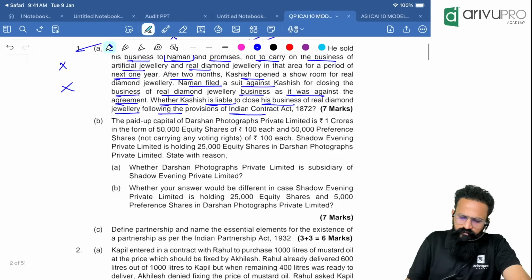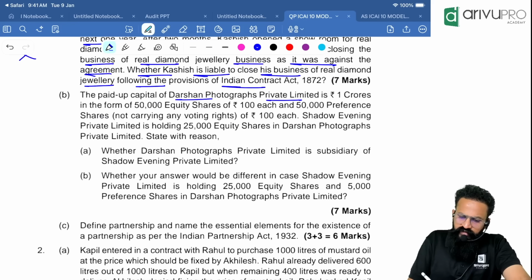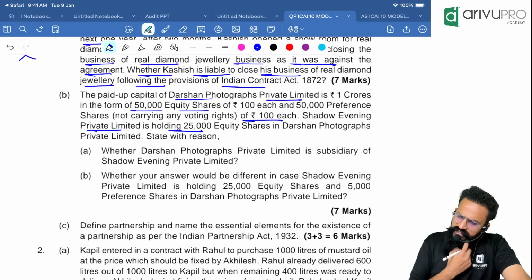Simple. Okay, next one. The paid up capital of Darshan Photographs Private Limited is 1 crore, in the form of 50,000 equity shares of 100 each and 50,000 preference shares of 100 each. Shadow Evening Private Limited is holding 25,000 equity shares in Darshan Photographs Private Limited.